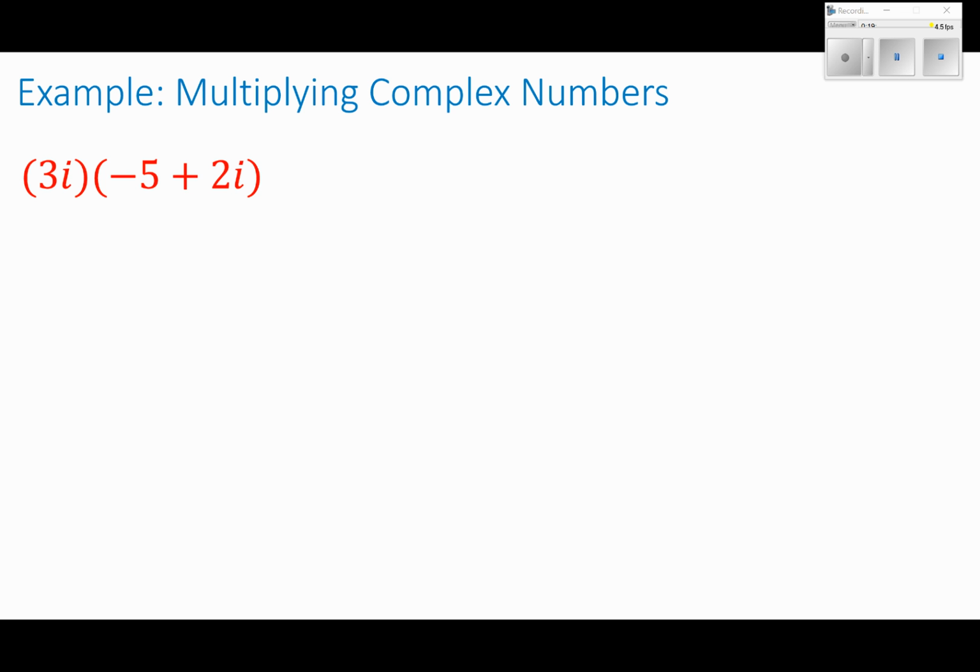Now let's look at multiplying complex numbers. So again, I have two sets of parentheses, but there's no operation in between those. So here, these are being multiplied. The first one is just 3i. There is no real part to it. It's a pure imaginary number. It's just 3i.